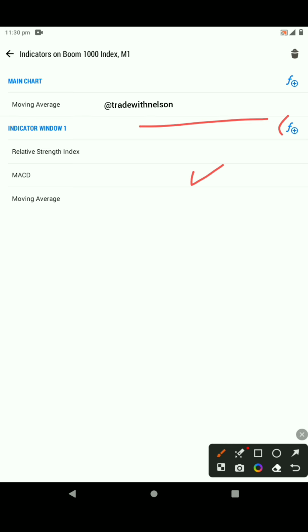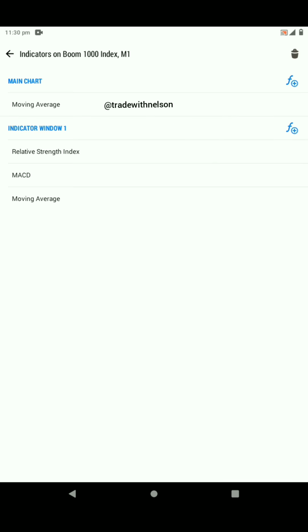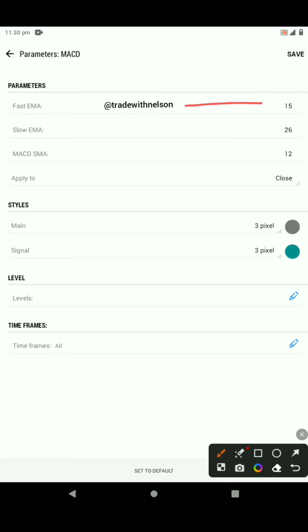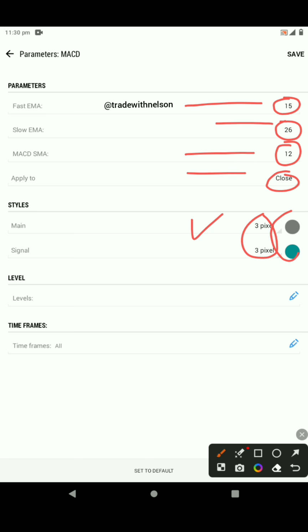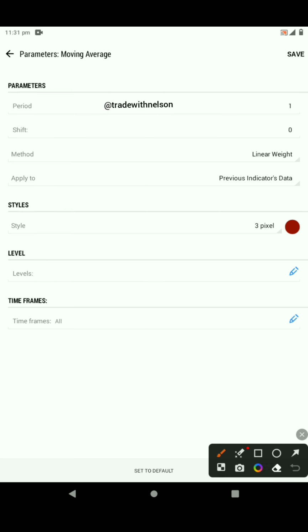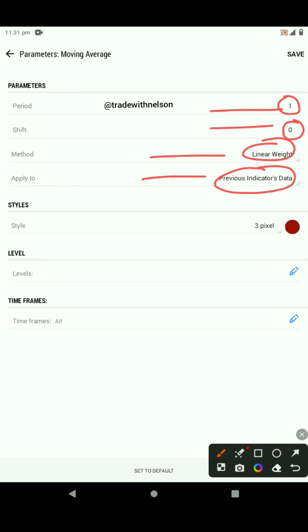For the MACD, click on the F icon on indicators Window 1, scroll down, MACD, click on that, make the fast EMA 15, slow EMA 26, MACD SMA 12, apply to close. For the styles, make it 3 pixel and select a color of your choice. After that, click on save. For the last moving average, click on the F icon on indicators Window 1, moving average, make the period 1, shift 0, method Linear Weighted, apply to previous indicator's data, style 3 pixel, and select a color of your choice. After that, click on save.